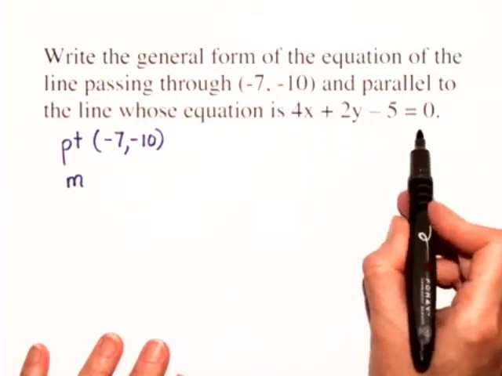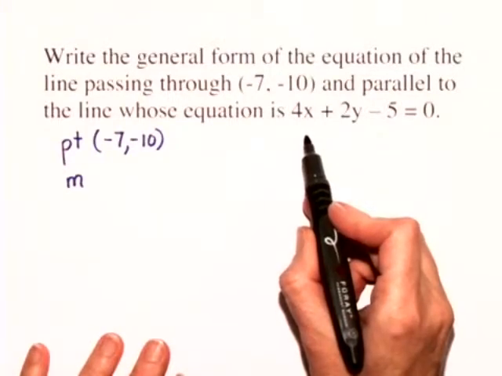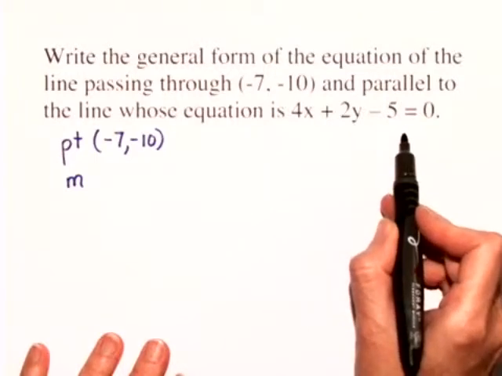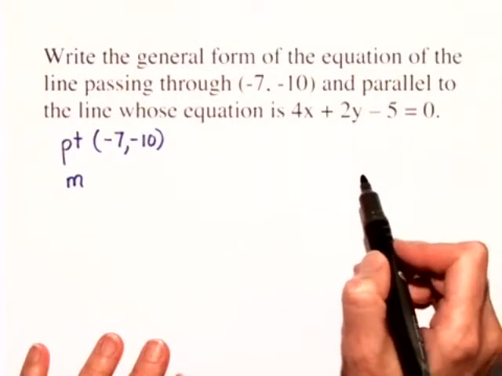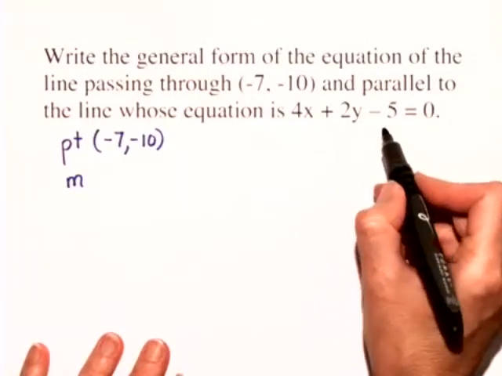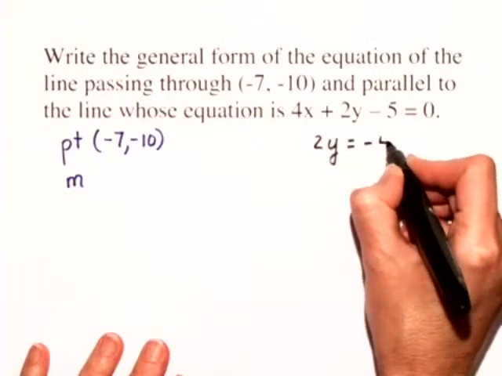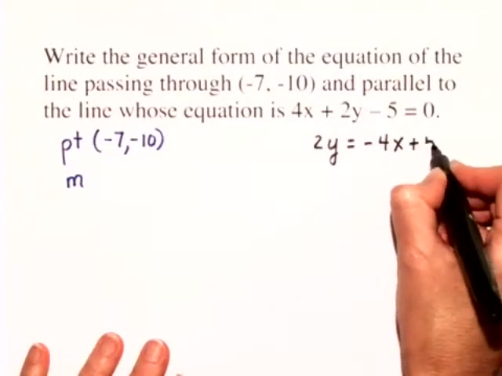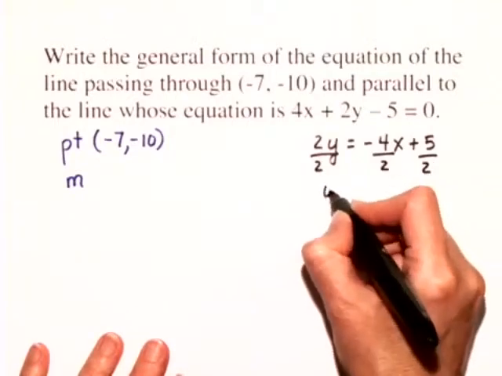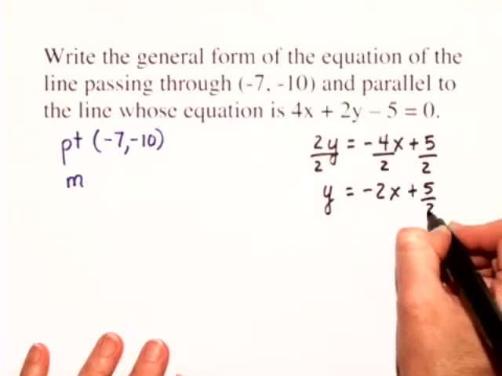So, the parallel line has the equation 4x + 2y - 5 = 0. So we'll simply solve this equation for y, and we can choose the slope of this other line because parallel lines have the same slope. So, if I want to solve this for y, I'll move the 4x and the -5 to the right-hand side, and I'll have 2y = -4x + 5. And when I divide each term on both sides by 2, I have y = -2x + 5/2.